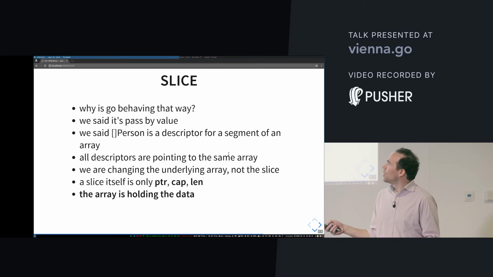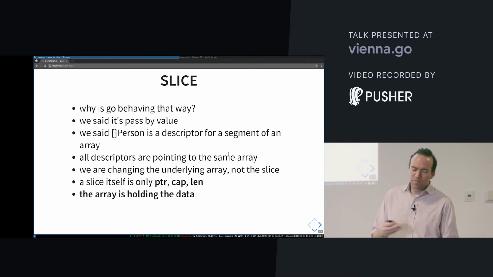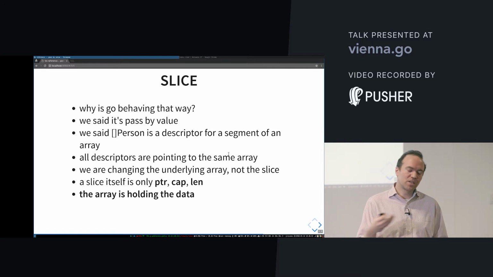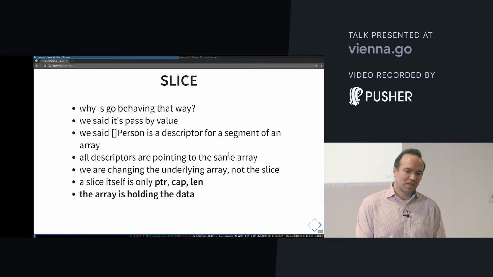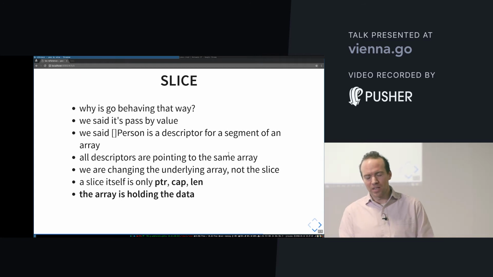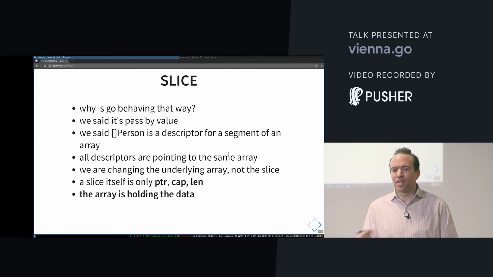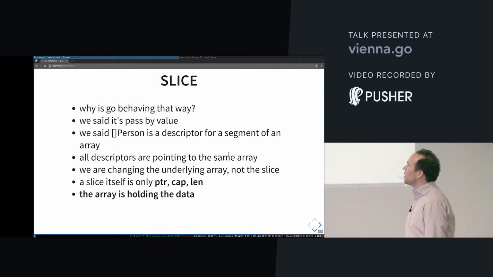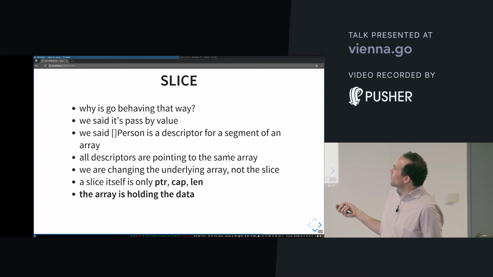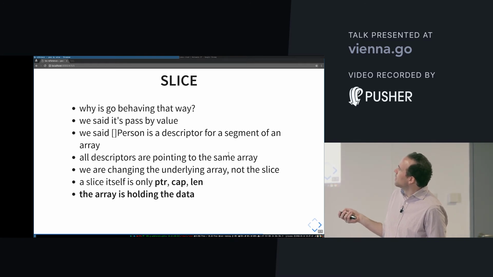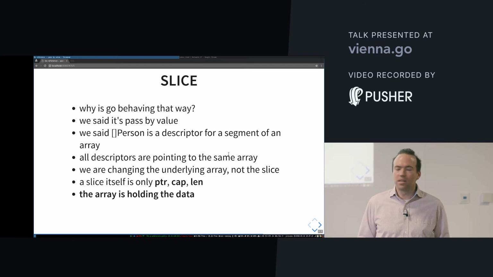And all descriptors are pointing to the same array, so even if you do slicing of a slice, you have to be careful. Are you doing lazy slicing, or are you actually copying the values of the underlying array into a new array? I think I'll show you another example of that later. And a slice is only a pointer, capacity, and length. And the actual data is being held in the array.